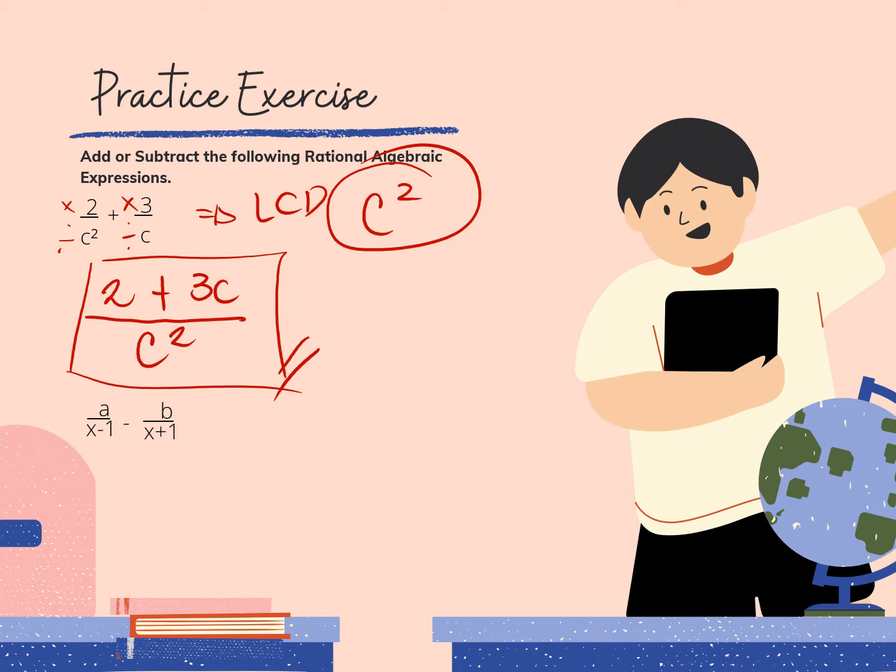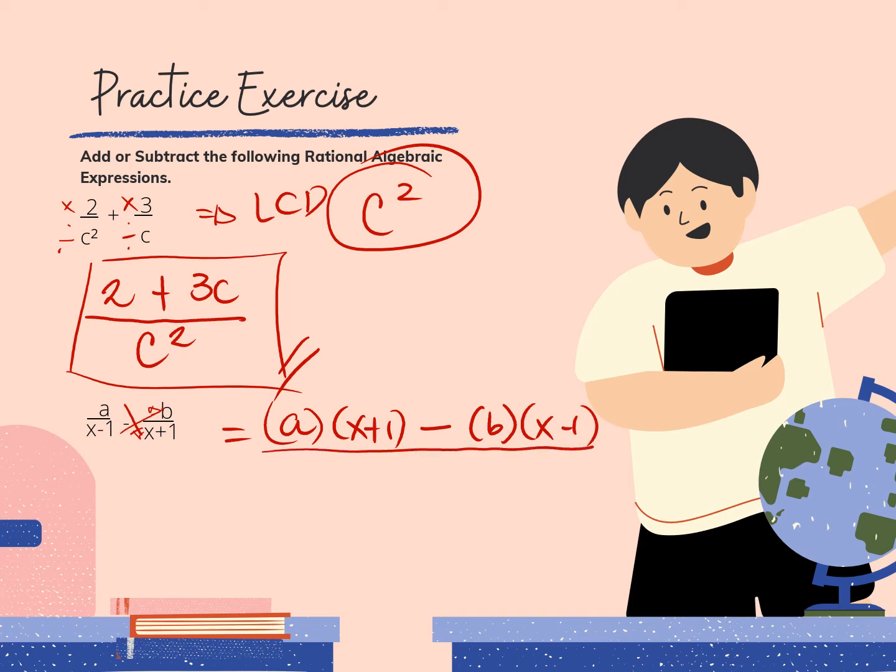Okay? So, for the next one, magkaiba na naman sila and they are binomials. Pwede natin gamitin yung cross method dito. So, that will be a times x plus 1, and then minus, so minus yung operation natin, yung b times x minus 1. Parang same lang to nung kanina, nag-iba lang yung letter. And then sa ilalim, we have x minus 1 times x plus 1, the product of the denominators. So, ganun ulit, distribute.